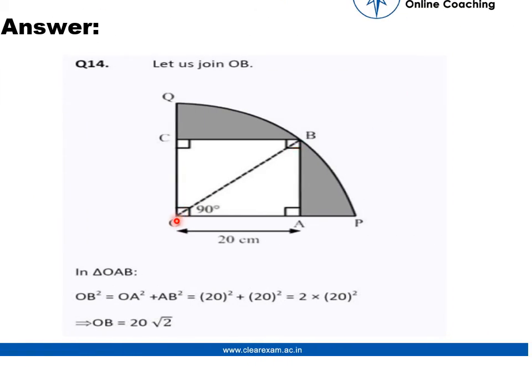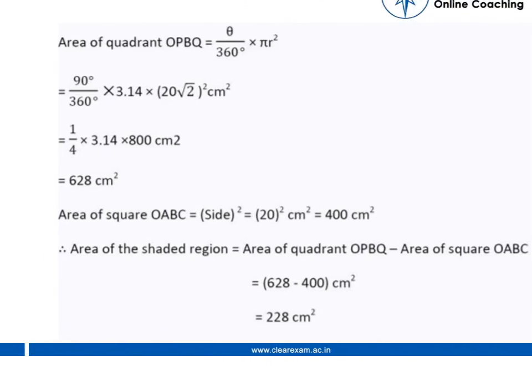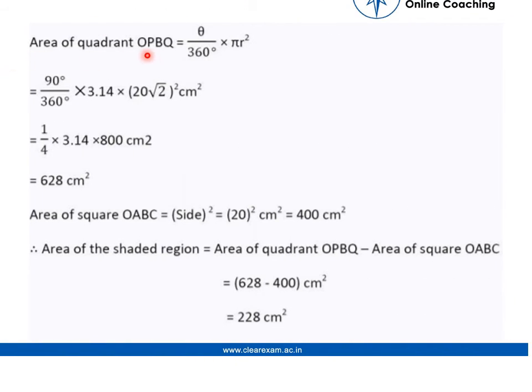Like this, here in triangle OAB, by using Pythagoras theorem, we find OB as 20 root 2. This is 20 root 2. Then the area of quadrant OPBQ is pi upon 360 degrees into pi r square, which comes out to be 1 by 4 of pi r square, which is 628 centimeters square.